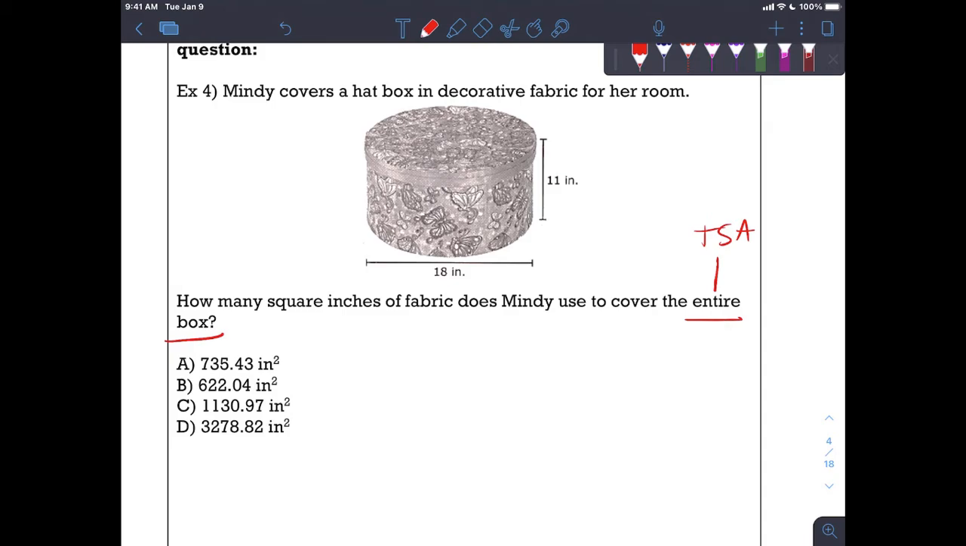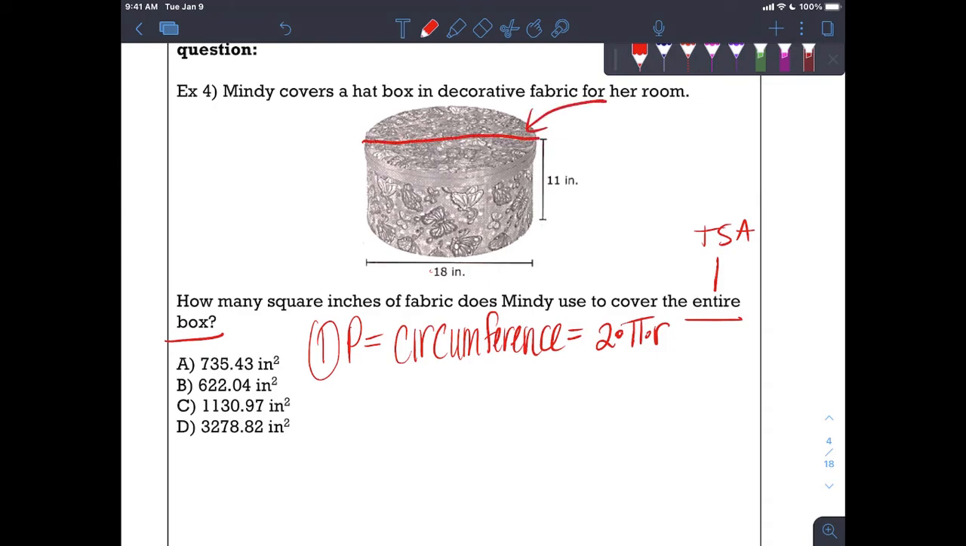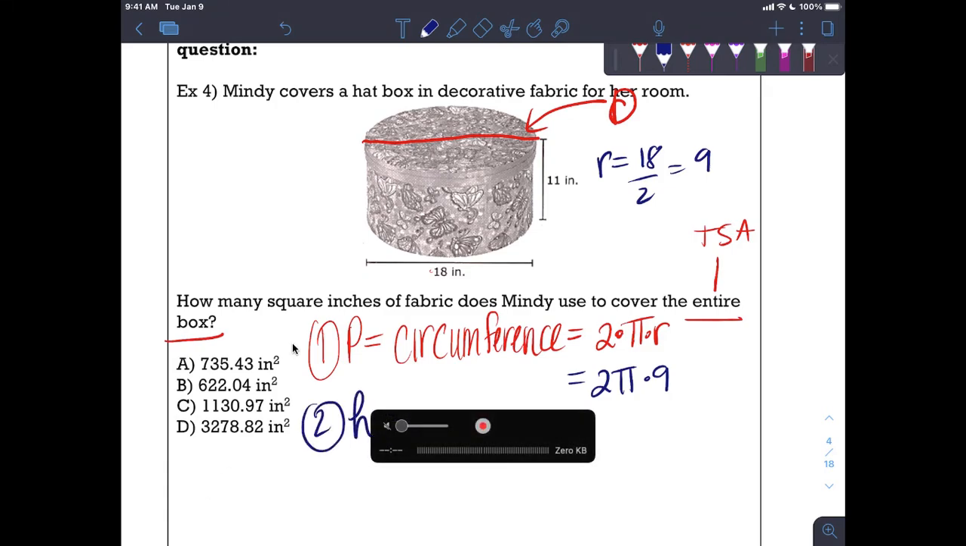Okay. All right. So first thing, I need to find the perimeter. But this is actually a circle. So I'm looking for circumference, 2 pi r. Now, I see that this 18 goes from side to side. That's a diameter. So in order to find my radius, I just divide it by 2. All right, so now I can plug it in. 2 pi times 9. Okay, second thing, I need to find my height. Well, if this guy is my diameter, this is 11 inches tall. So my height is equal to 11.